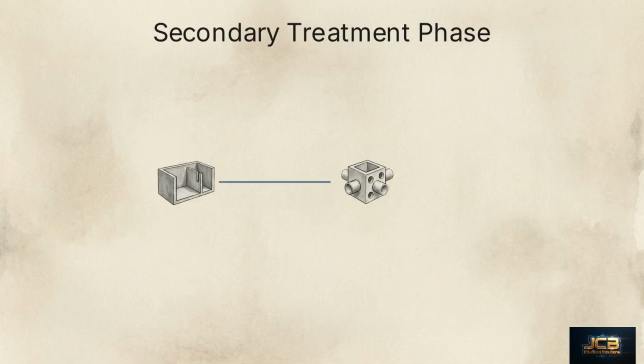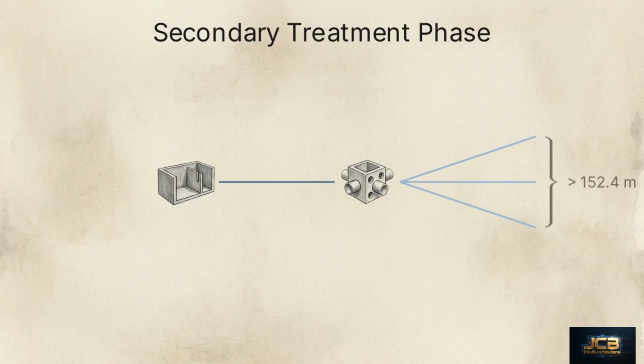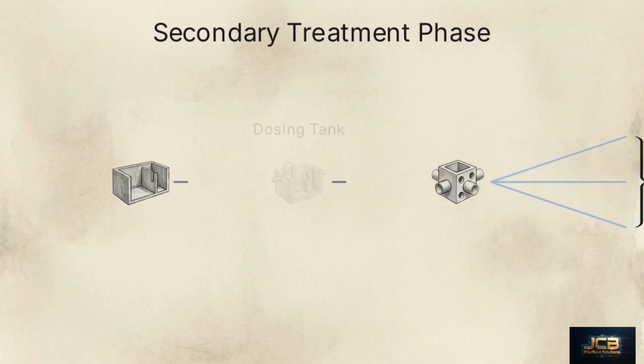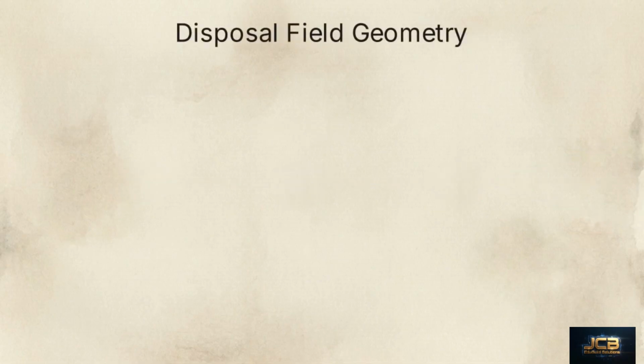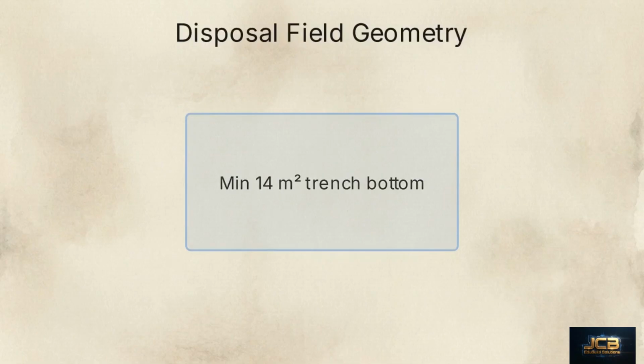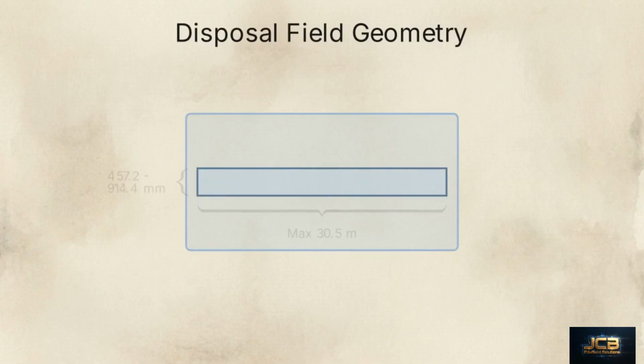Once primary treatment is complete, the effluent moves to the secondary phase. When multiple drain lines are installed in a disposal field, the flow must pass through an approved distribution box to divide the liquid evenly across all lateral lines. If the sheer volume of sewage requires more than 152.4 lineal meters of drain pipe for each line, gravity alone isn't enough. You must install a dosing tank equipped with an automatic siphon or pump that discharges every 3 to 4 hours. The trenches themselves follow strict geometry.